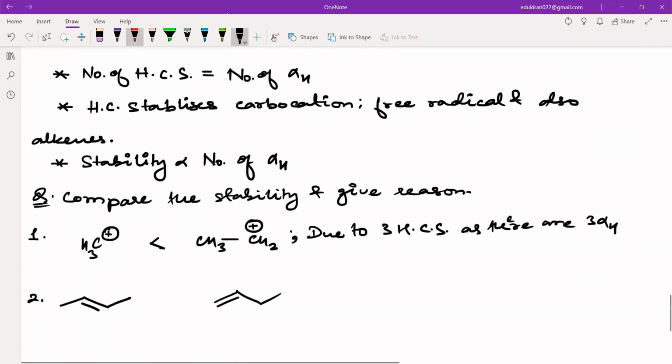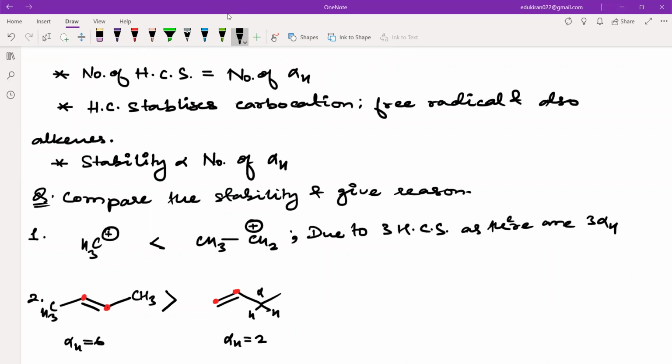stability. We know that these carbons are sp2, and here this carbon and this carbon are sp2. Now if I look at the alpha hydrogens, this is CH3 here, and this is also CH3 here. So in this case, we have alpha hydrogens equal to 6, but here we have only 2 hydrogens, because this is only the alpha carbon, and here the alpha hydrogen is equal to 2, and hence this will be more stable, right? This will be more stable.